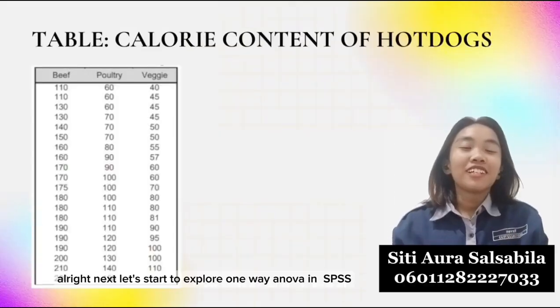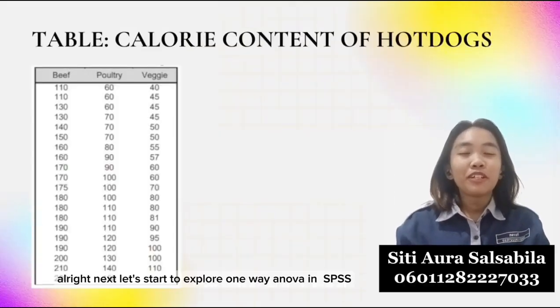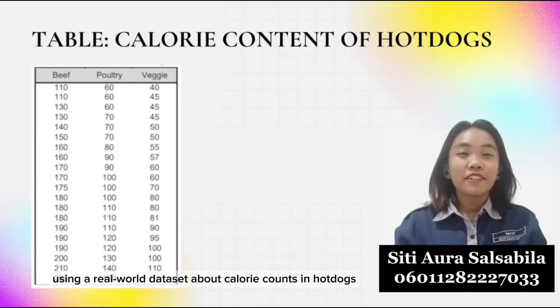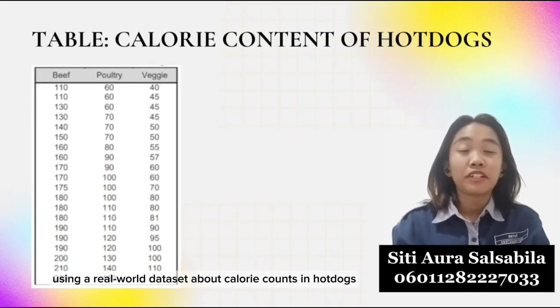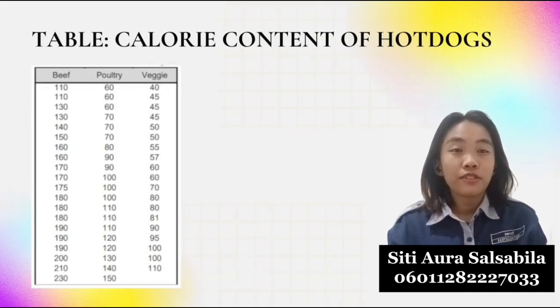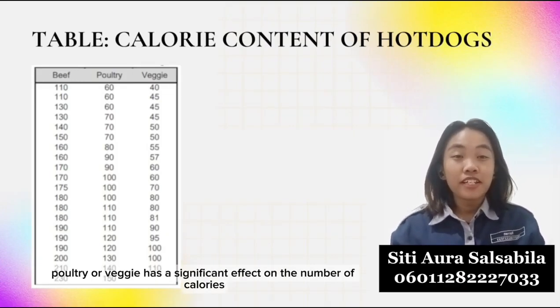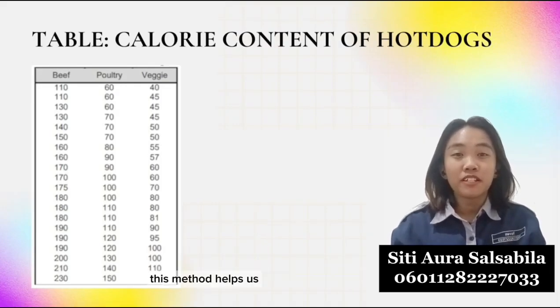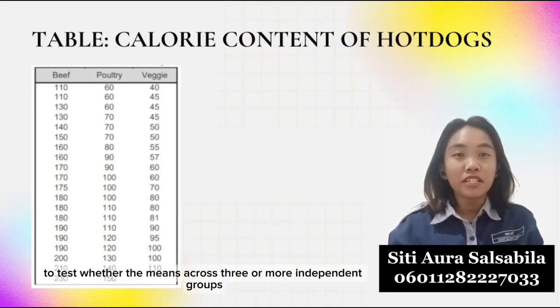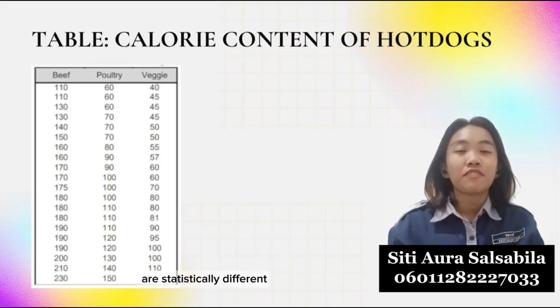Alright, next, let's start to explore one-way ANOVA in SPSS using a real-world dataset about calorie counts in hot dogs. Our goal here is to see whether the type of hot dog, like beef, poultry, or veggie, has a significant effect on the number of calories. This method helps us to test whether the means across 3 or more independent groups are statistically different.